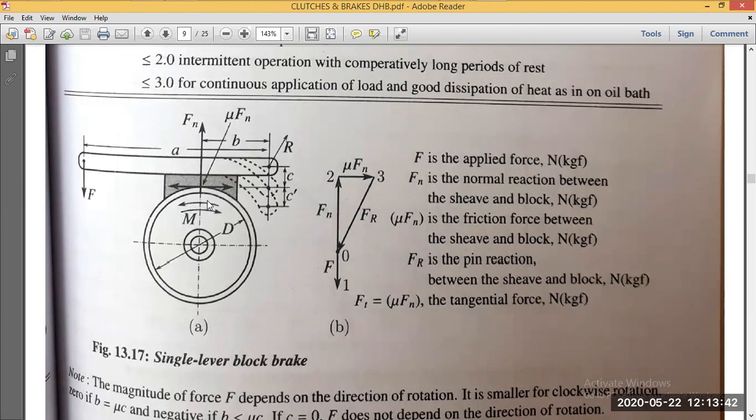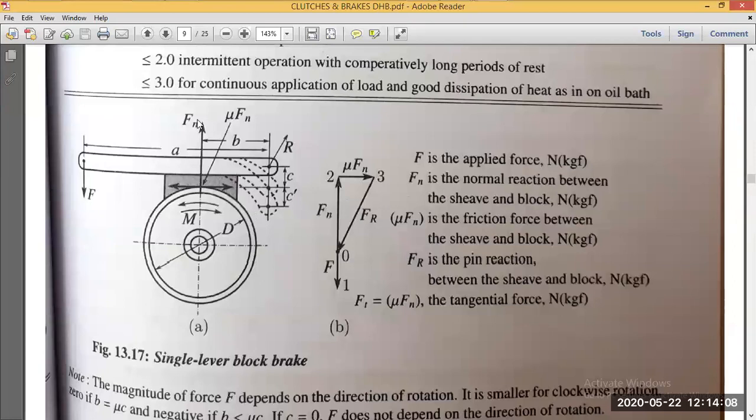we just define how the forces are acting. Fn here is a normal reaction between the sheave and the block. Sheave is another word here. Sheave means the drum diameter, so this drum is also called a sheave. That's what he means by sheave, and this is a block. The block is the grayed out portion here.